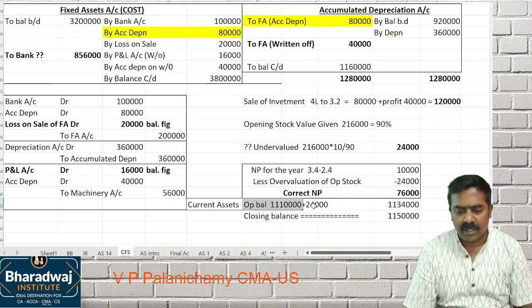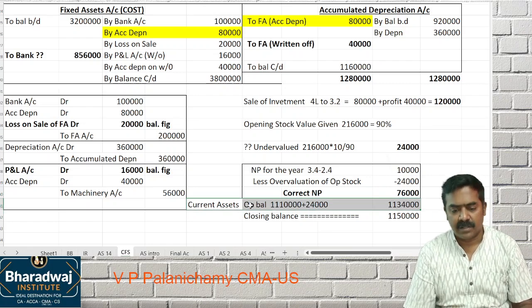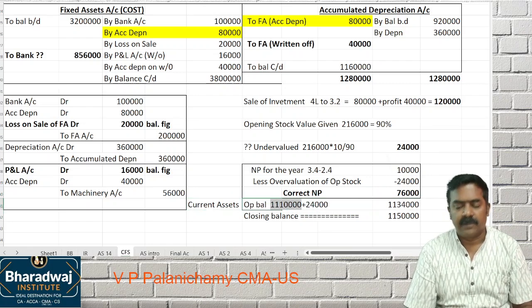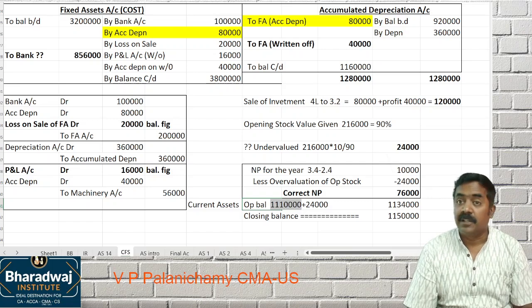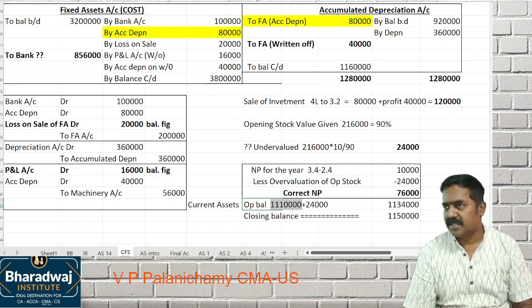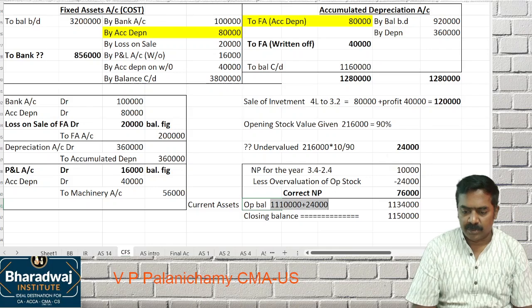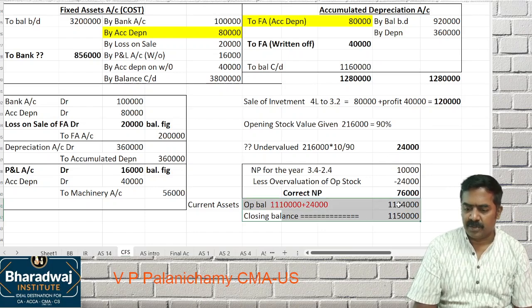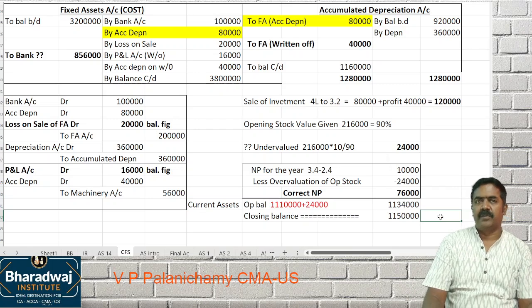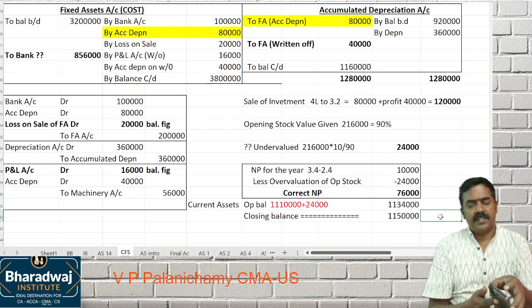Then what will be the real opening balance of current assets? 11 lakh 10,000 is given, and this includes stock valued at 90%. How much undervalued? 24,000, you add it. You will get the correct value of the opening balance of current assets. The closing balance is 11 lakh 50,000. This we will take for working capital changes.